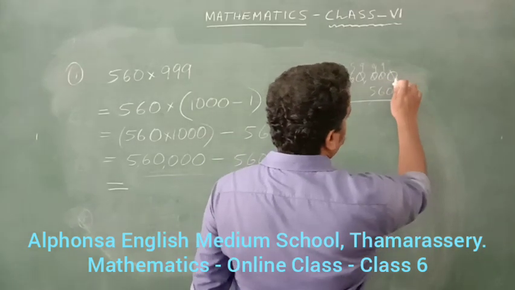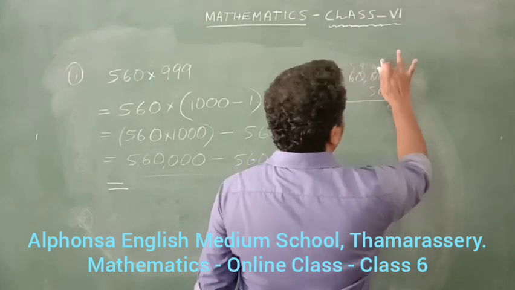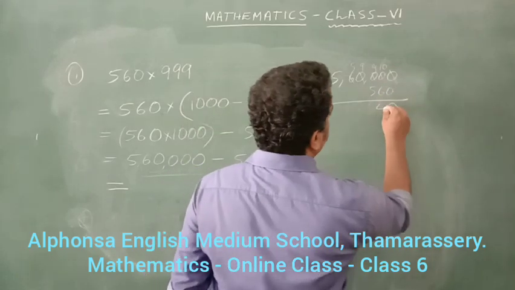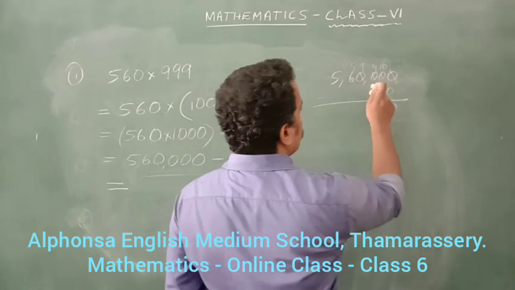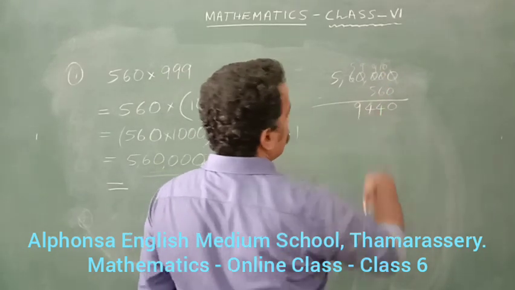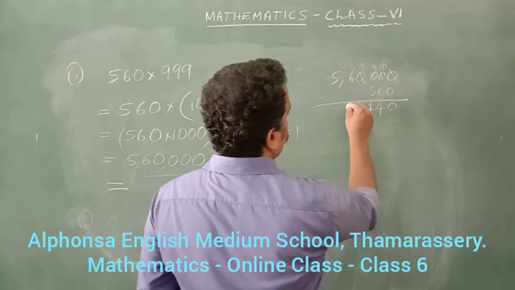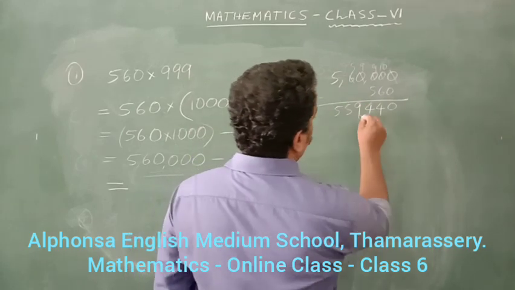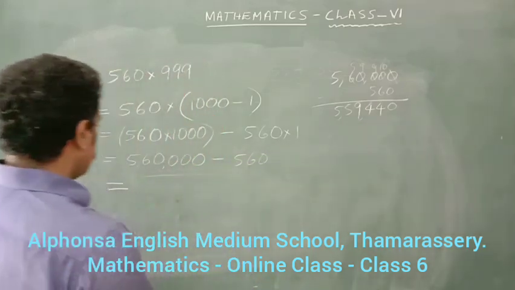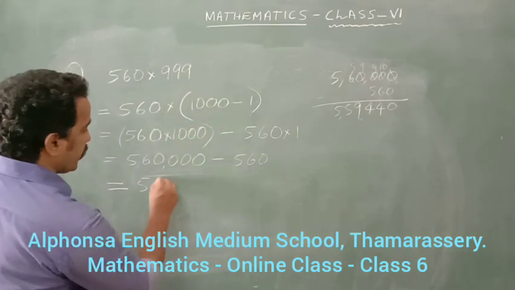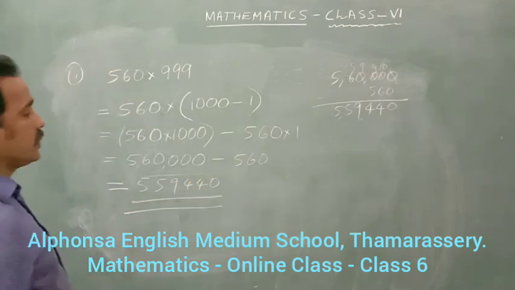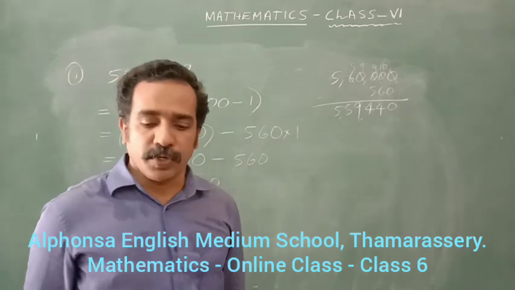Here no need to borrow, because 0 minus 0 is 0. This will be 10. 10 minus 6 is 4. 9 minus 5 is 4. Then 9, and 5 is 5. So 5,59,440. That is the answer. 5,59,440 is the answer using the distributive property.